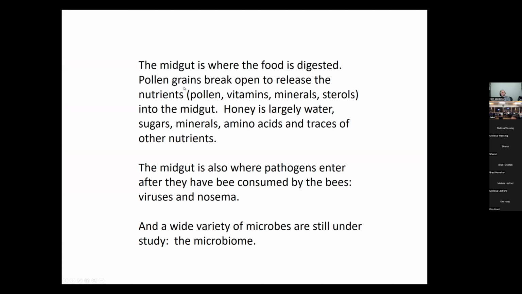And one thing that happens here is that the pollen grains break open to release the nutrients, which are, this actually should say protein, vitamins, minerals, and sterols into the midgut. And then honey is largely water, sugars, and amino acids and traces of other nutrients. Honey is pretty easy to digest, but the pollen grains have to break open. And as I mentioned earlier, viruses and nosema enter the bee through the midgut.